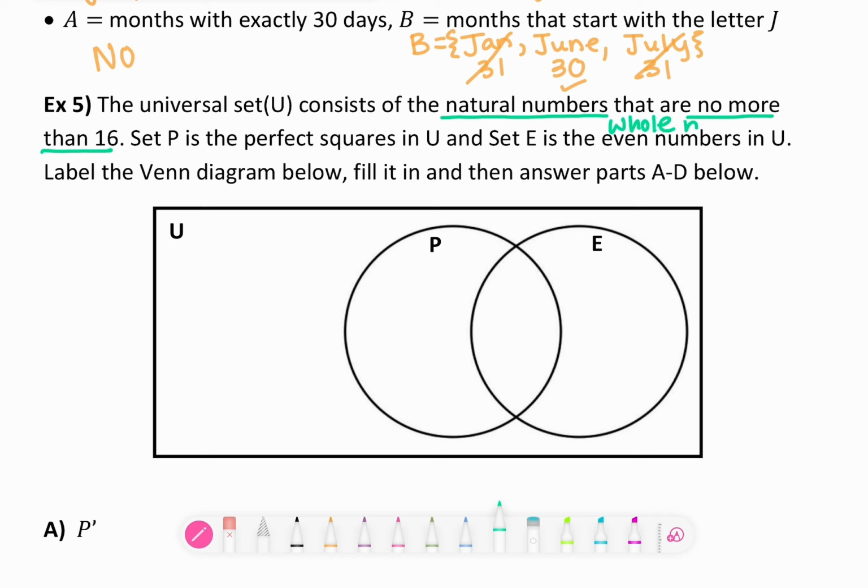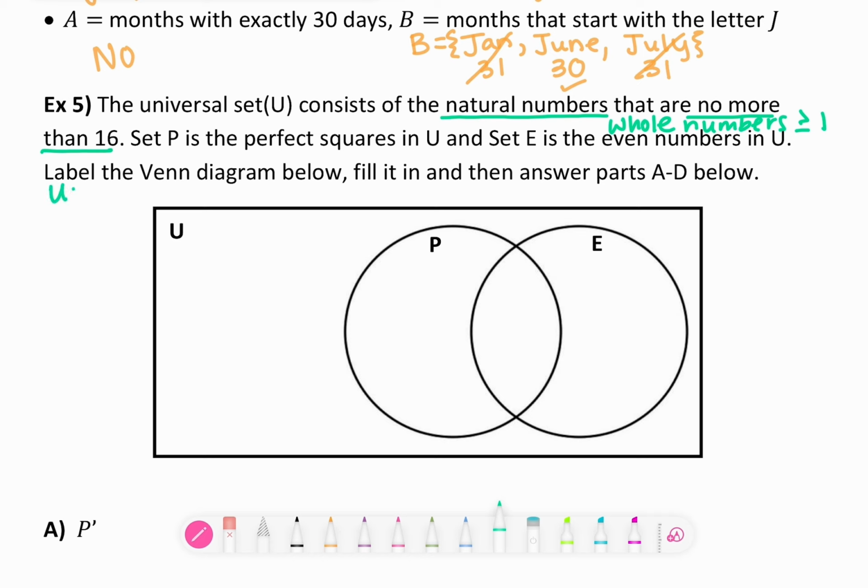So it's whole numbers, 1 and greater. Actually, I guess I can write it like this, greater than or equal to 1. Whole numbers that are greater than or equal to 1, so 1, 2, 3, etc. It says that are no more than 16, so they can be 16, but they can't be more. So that's 1 through 16.